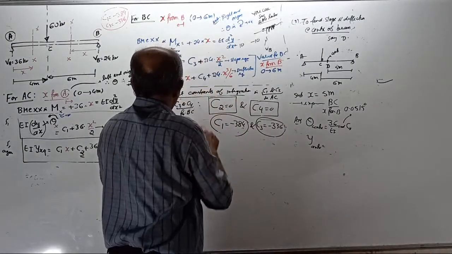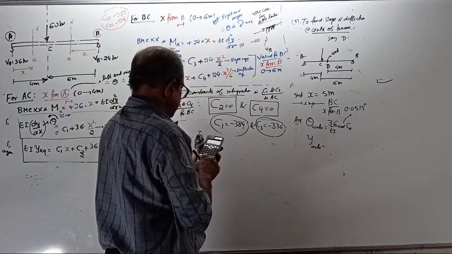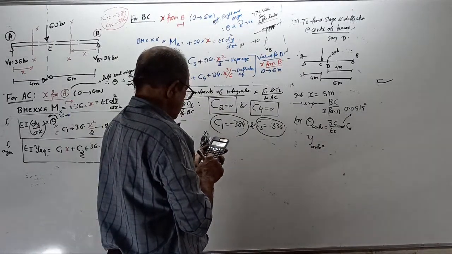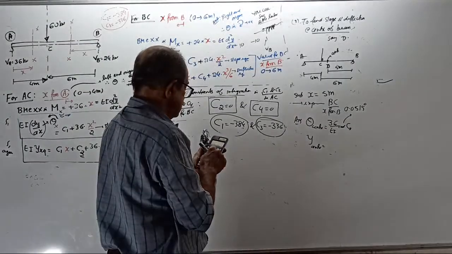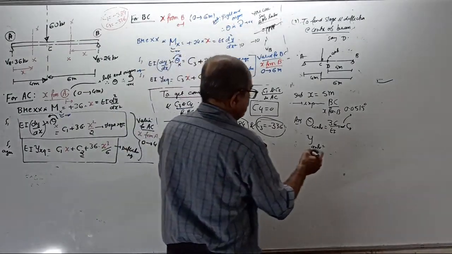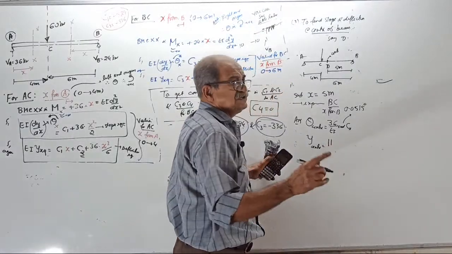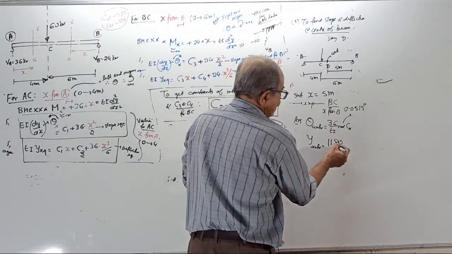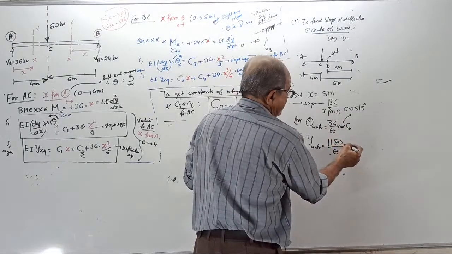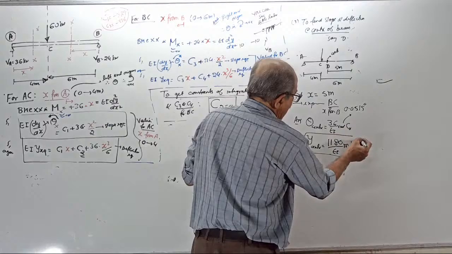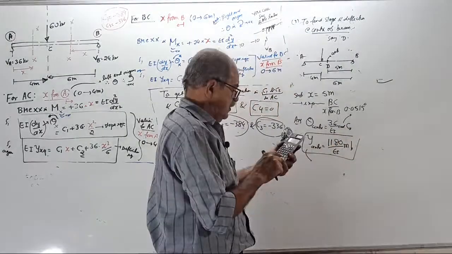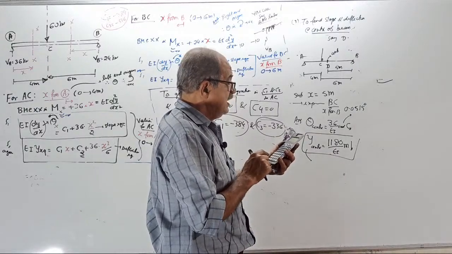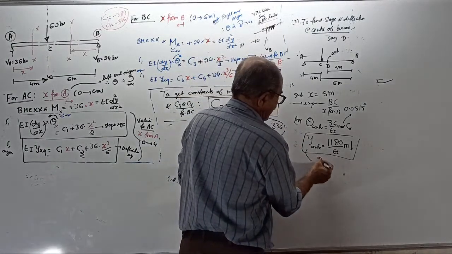Use this equation: C3, minus 336 into 5, plus 24 into 5 cube divided by 6. Actually, first you will get a minus sign, since upward is positive. 1180 by EI meter, downward, will come. When you substitute the EI value, divide by 40,000, it comes in meters; convert to millimeters. It will come 29.5 millimeter.